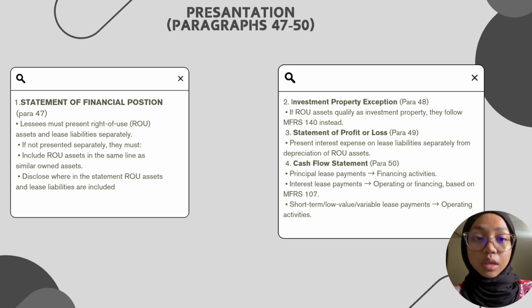And lastly is the statement of cash flows, which is in paragraph 50. The principal lease payment is classified under financing activities, and the interest payment can be classified under operating or financing. It is based on the accounting policy under MFRS 107, and other payments can also be included, which are short-term lease payments and low-value asset lease payments.